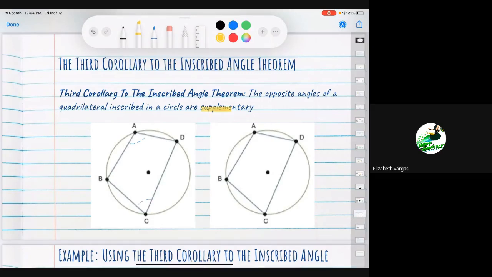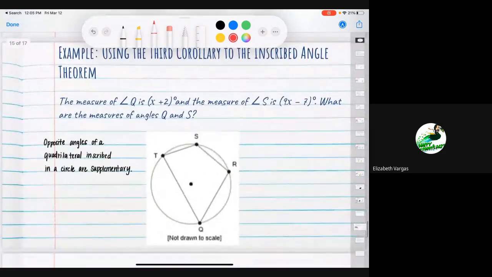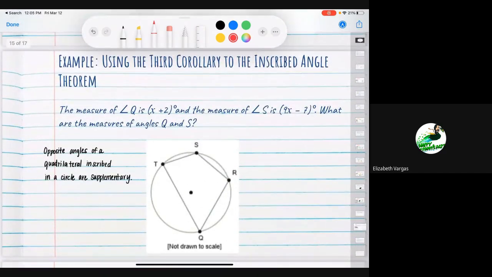What do we know about supplementary angles? They're equal to 180 degrees. So A plus C would give me 180. And D and B would give me 180. So that's basically what I'm getting out of here. Okay. And so that will allow me to solve this problem, and I'll go ahead and show you how we'd use this.